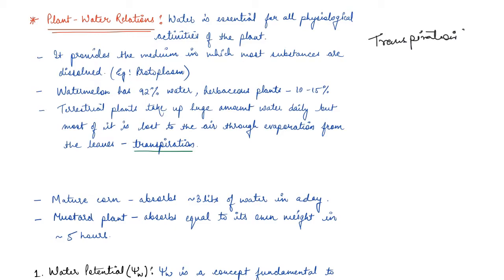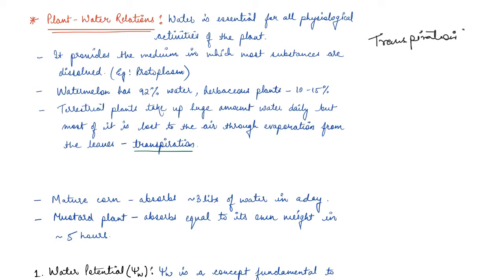Now, for example, a mature corn plant absorbs almost 3 liters of water in a day, while a mustard plant absorbs water equal to its own weight in about 5 hours, right? So because of this high demand of water, basically what we are saying is that water is often a limiting factor for plant growth and productivity, right?